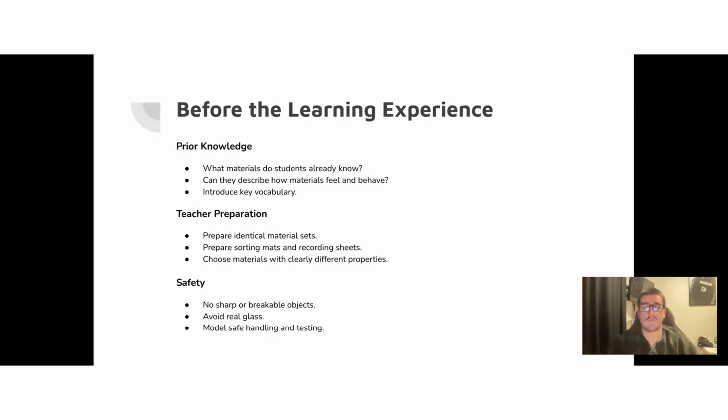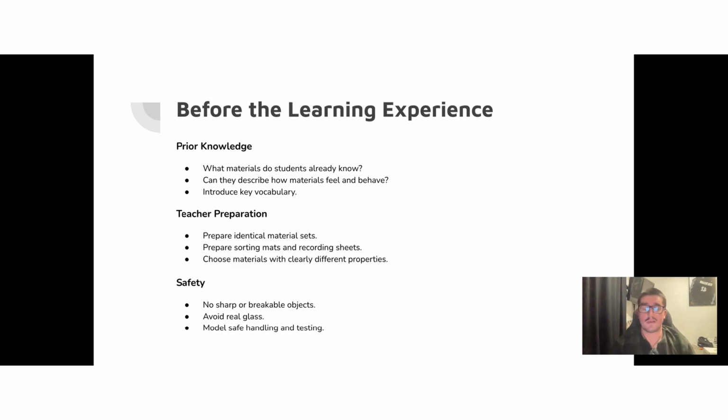Before beginning the activity, I'd first establish students' prior knowledge to see what they already know. I'd show them some everyday objects and ask questions like, what is this made from? Or how could you describe this material? This would help me identify what vocabulary and ideas they already understand. I'd also explicitly introduce or revisit important words such as hard, soft, flexible, rigid, rough, and smooth.